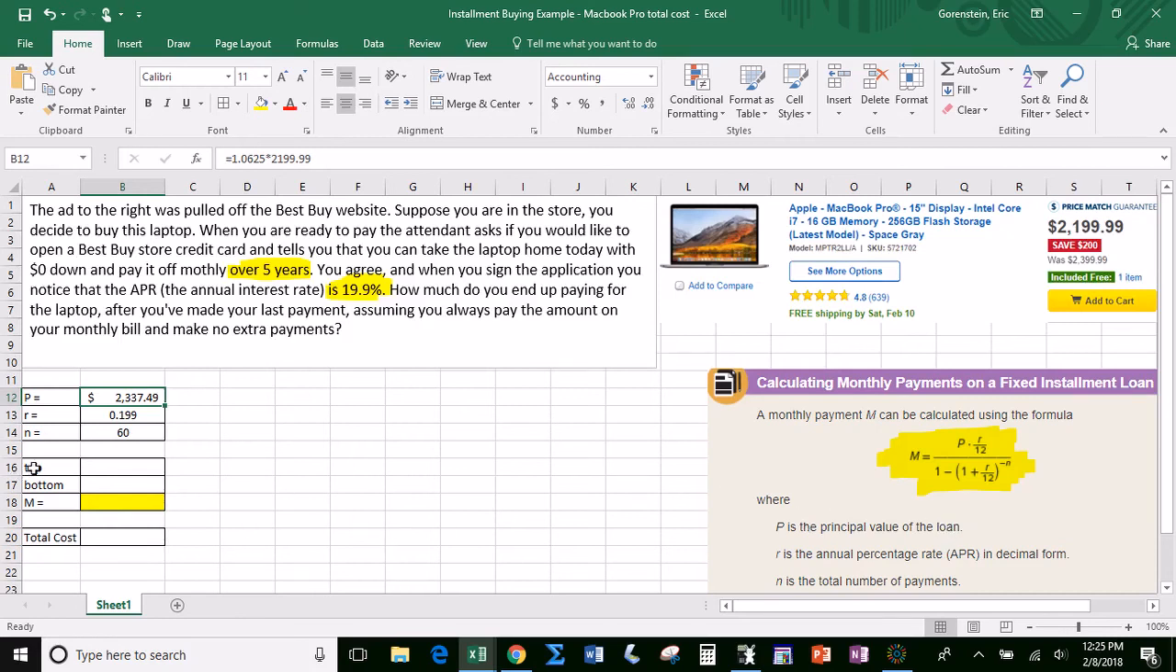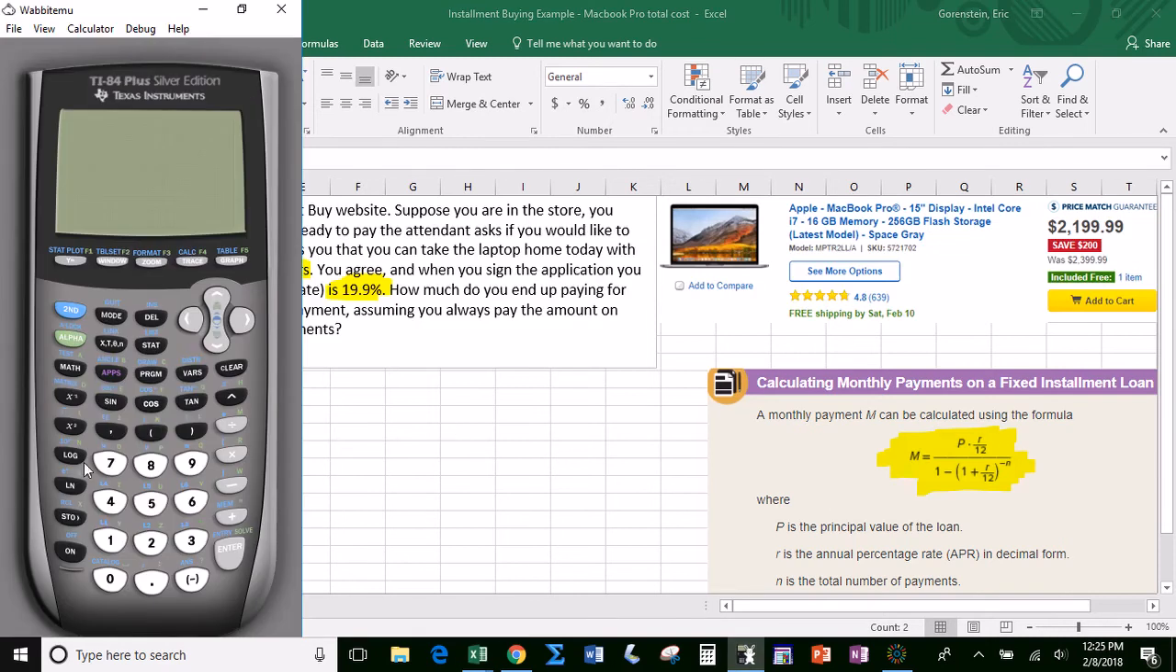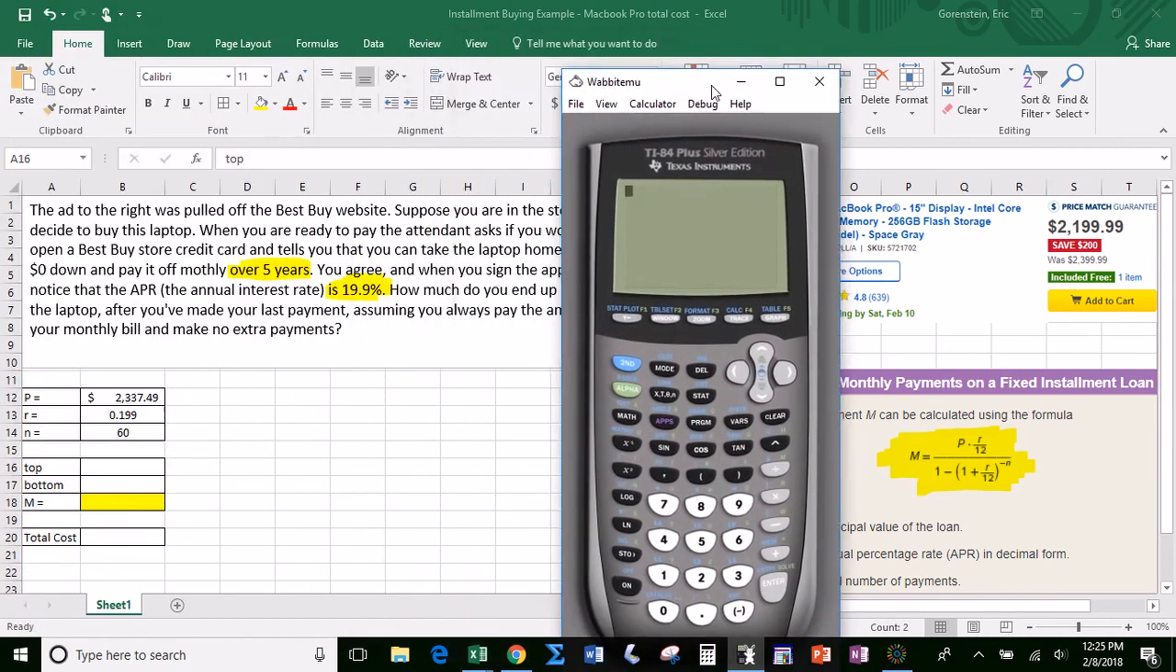So what I have here on the left, top and bottom, not necessary, but if you're going to perform this calculation in stages, you might want to calculate the numerator, I'm saying top, and then calculate the denominator, I'm saying bottom, and then divide those two numbers. It's not necessary. You could do it all in one step in the graphing calculator, but not all calculators are as easy to use.